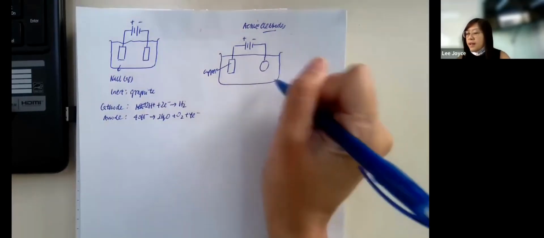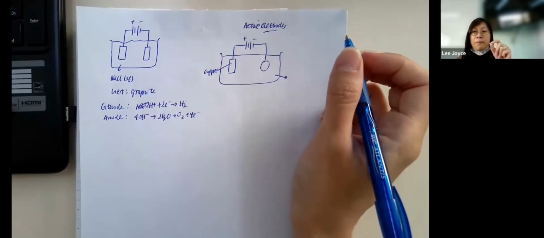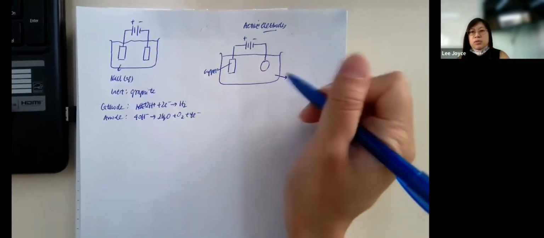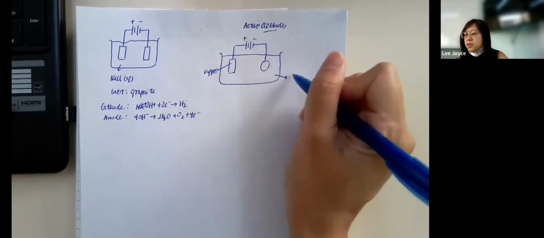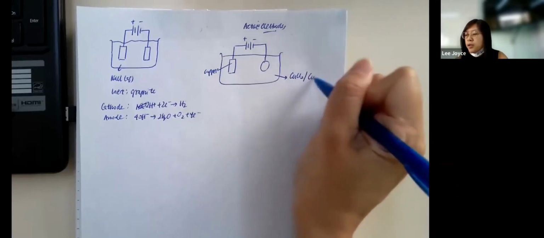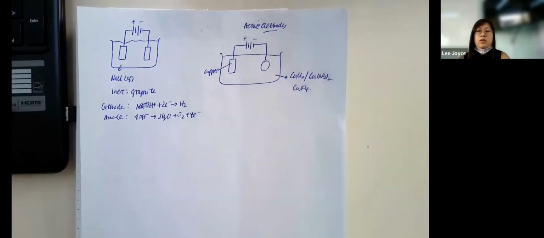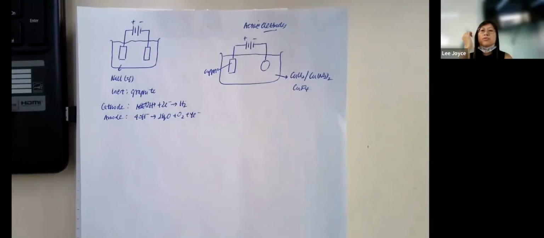Now, what about the electrolyte? The electrolyte must contain the metal ions that are the same as the metal that is used to plate on the object. For example, if we use copper metal to plate on the object, then we must use a copper-based electrolyte, such as copper(II) chloride, copper(II) nitrate, or copper(II) sulfate. Can we use copper(II) carbonate? Obviously not, because it is an insoluble salt. So these are the various types of copper-based solution that we can use as the electrolyte.